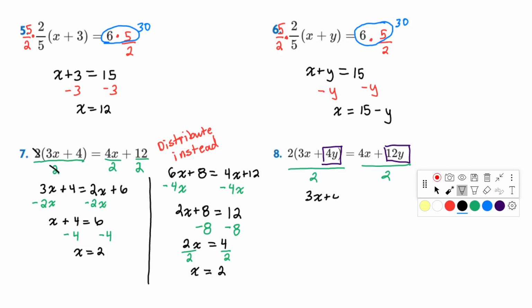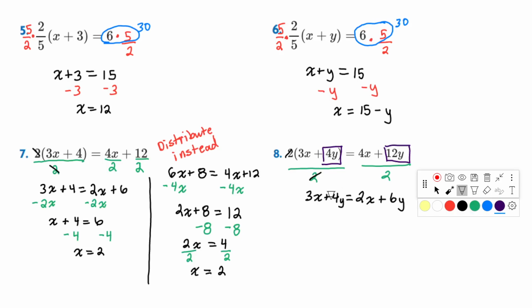plus 4y, because dividing by 2 is the inverse of that multiplication, equals, now I know I wrote the division different on the right side here than I did on number 7, but I'm going to do the same thing. I'm going to divide both of these by 2. So 4x divided by 2 is 2x. Oh, I forgot my y on my 4. And then 12y divided by 2 is 6y.